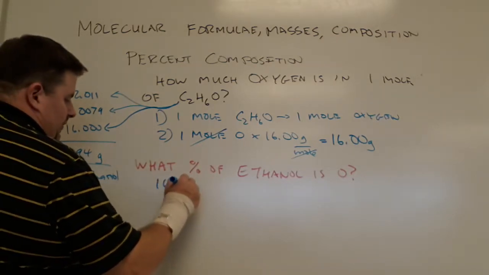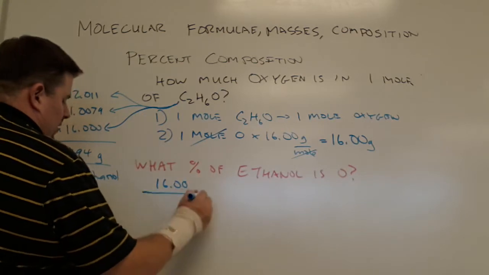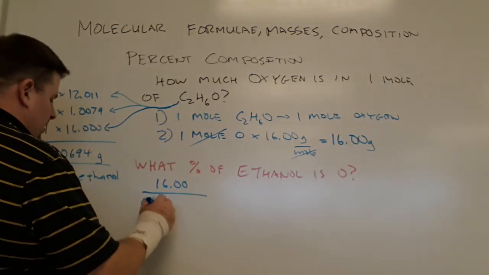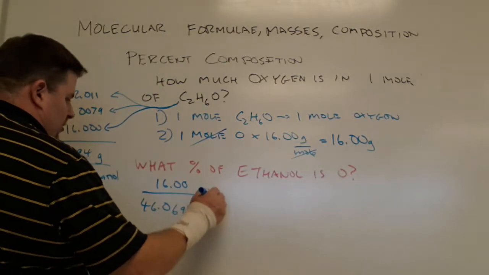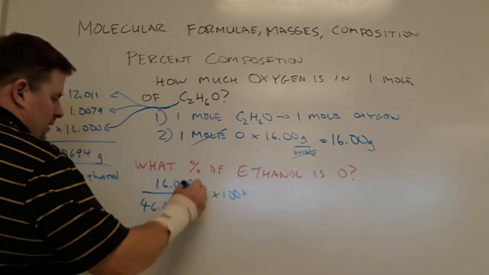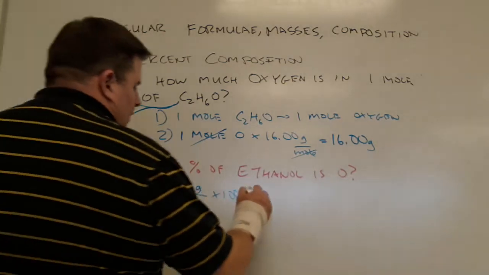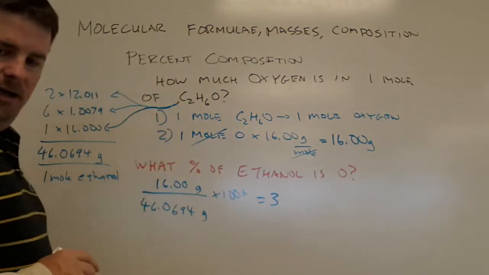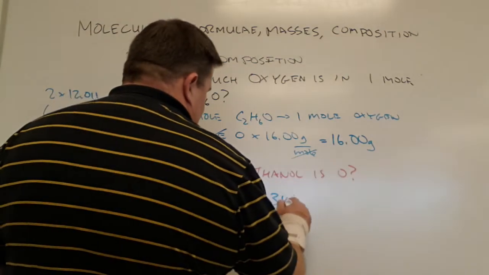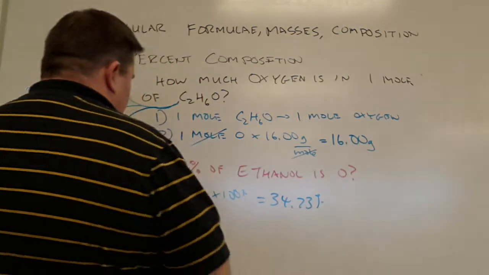What I do is I take the mass of oxygen and then divide it by 46.0694 and multiply it by 100%. Okay? That's the mass of oxygen. That's the mass of ethanol per mole. And then what I'm going to get is, let's see, 16 divided by that. I get 34.73%. So that's the percent composition that is ethanol, or that is oxygen, in a sample of ethanol.